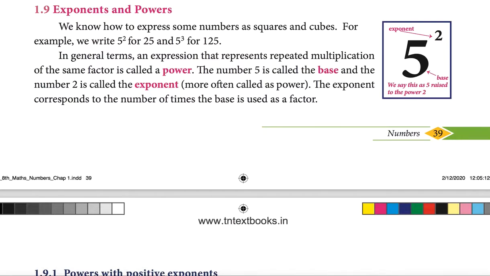In general terms, an expression that represents a repeated multiplication of the same factor is called power. The number 5 is called base and the number 2 is called exponent.